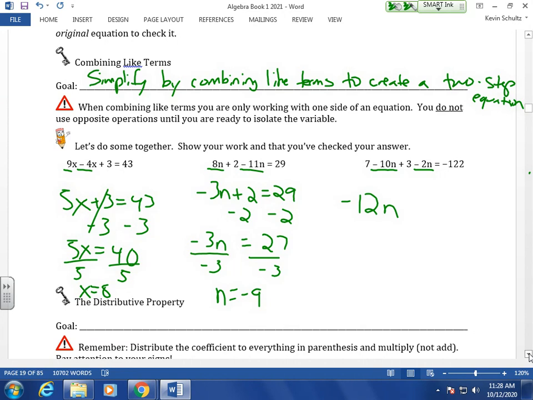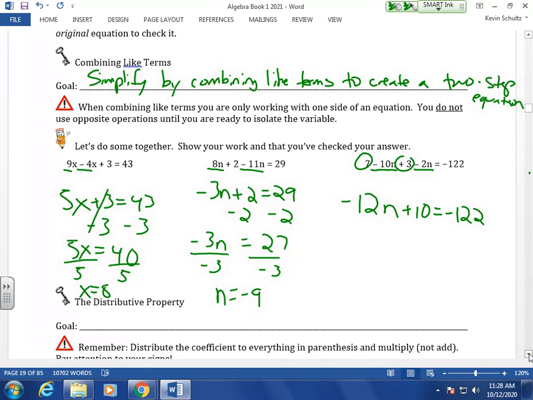What else can we combine? But wait, there's more. Elise. Our constants. Okay. 7 and 3. 7 plus 3 is 10. And that equals negative 122. Shorten the story, right? Simplify that equation.